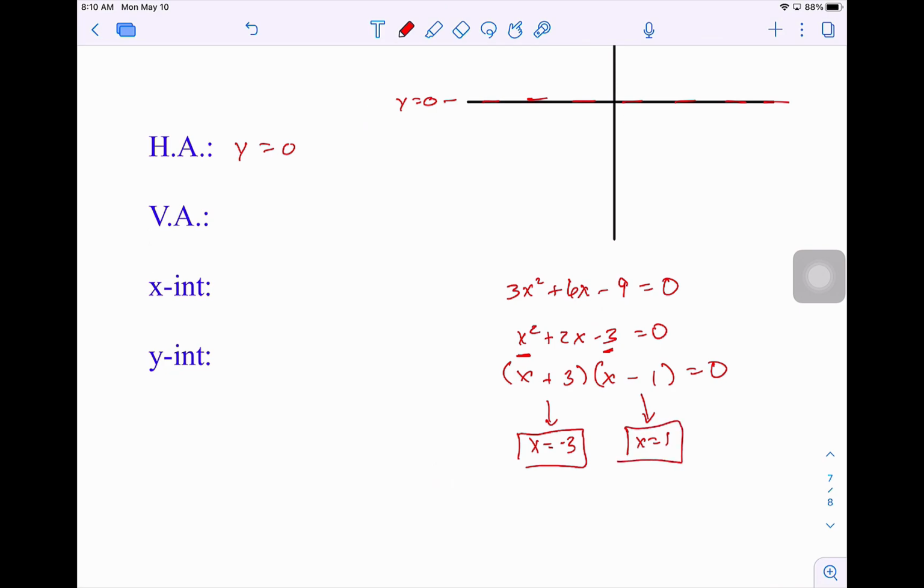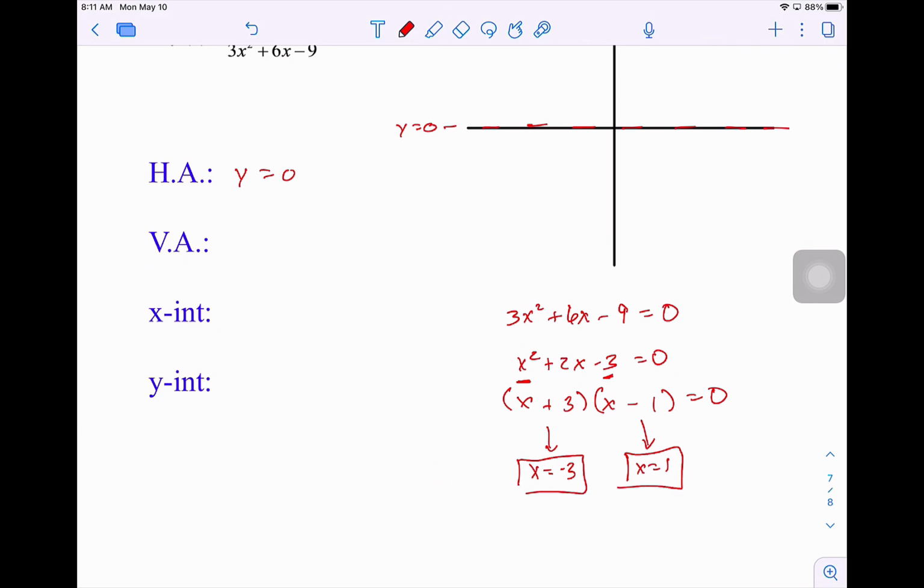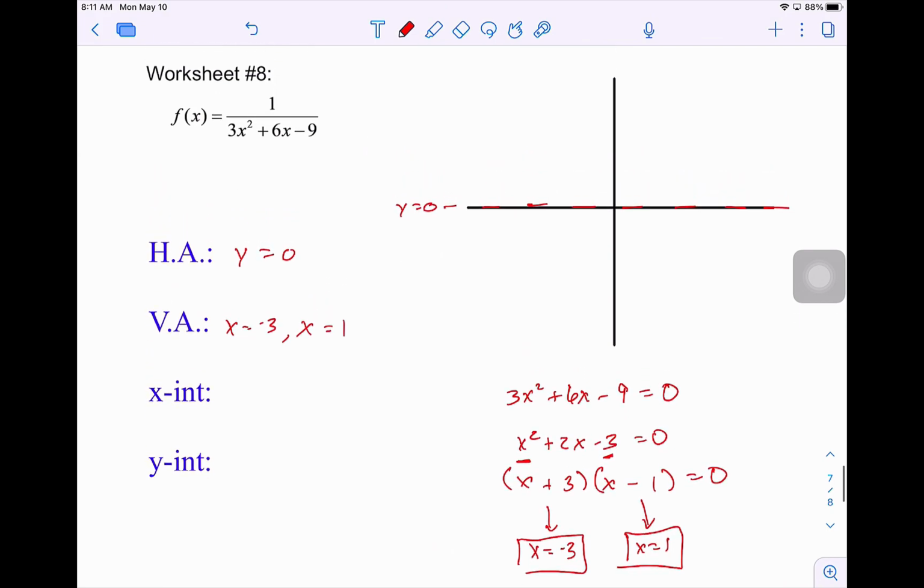So you actually have two different values that would make the denominator of this problem equal to 0, which means you actually have two vertical asymptotes. And it's not going to happen a lot, but I wanted you to see it at least. x equals negative 3 and x equals positive 1. You have two vertical asymptotes here.